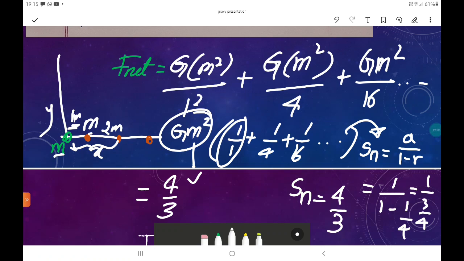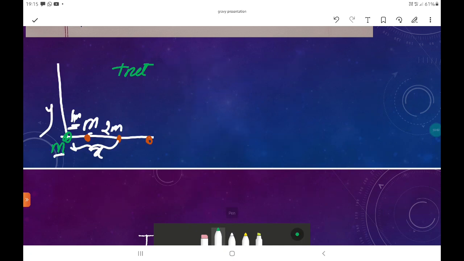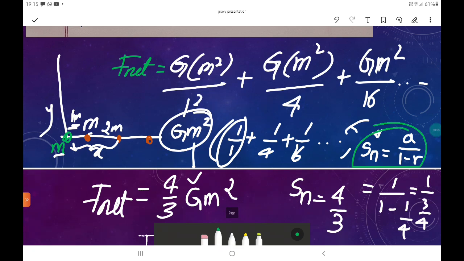Gm square comes here. So your net force on the origin particle is 4 by 3 Gm square. I hope you got how to solve geometric progression. This is very important. This formula is important: Sn is equal to a upon 1 minus r, where a is the first number and r is the common ratio. Common ratio means second number divided by the first number, 1 by 4 divided by 1 by 1, that comes to be 1 by 4 only. When you solve, you will get the F net value.